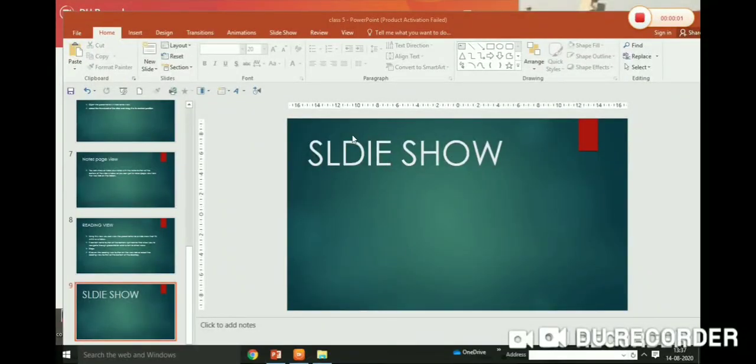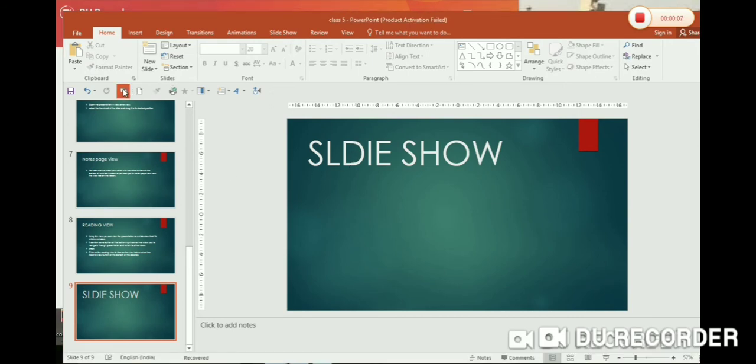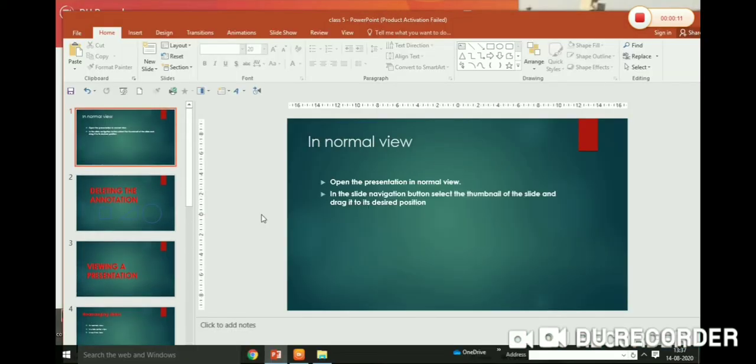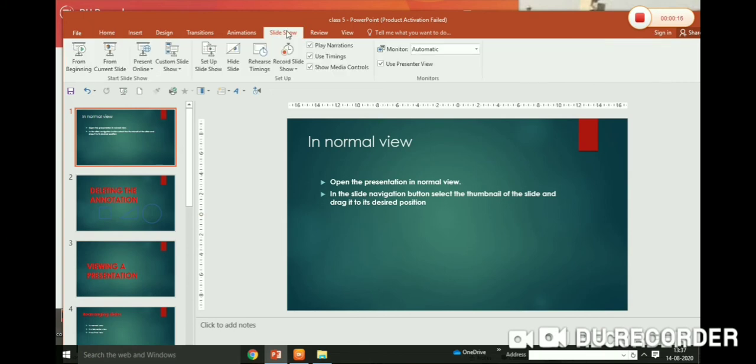Slideshow. You can select the slideshow view button at the bottom of the slide window. Just click here. This is my slideshow. Another way is to select the Slide Show tab. It displays commands that help you with various choices to run the presentation: from beginning, from current slide, present online, custom slideshow.